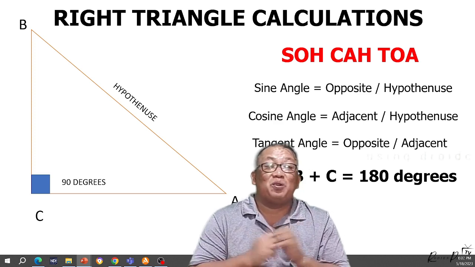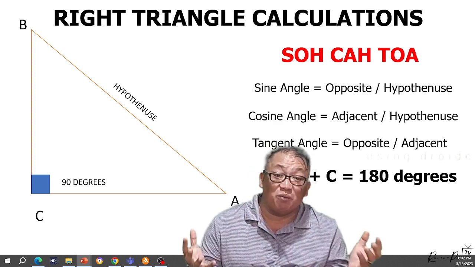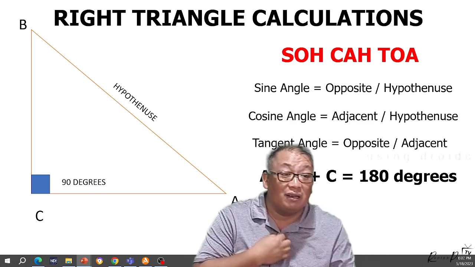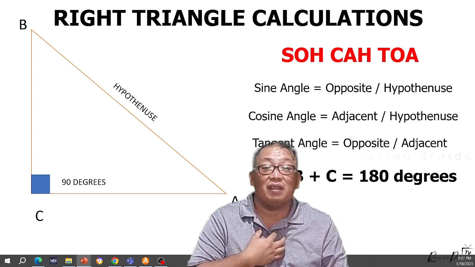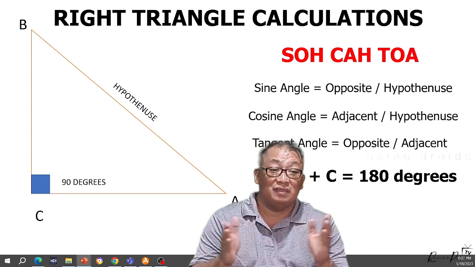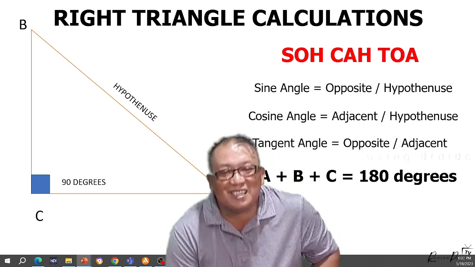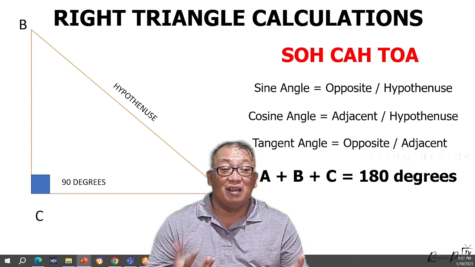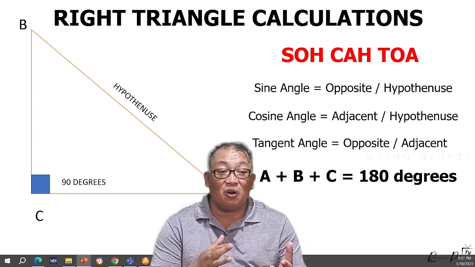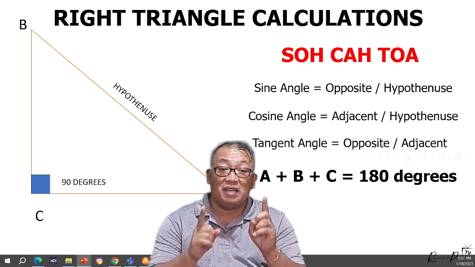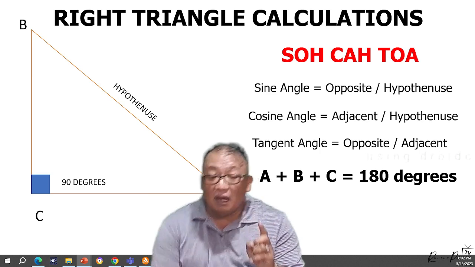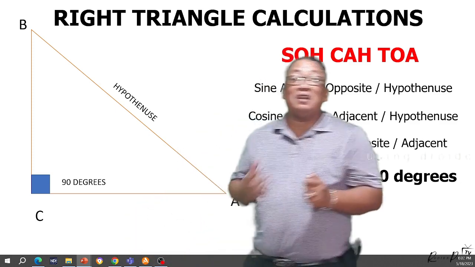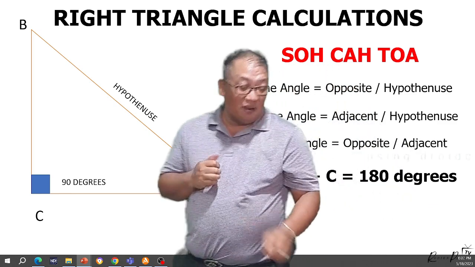Let's start with the principles of right triangle calculations. I have already discussed this in the previous vlog. Very simple. SOHCAHTOA. What is SOHCAHTOA all about? It's only a code. It's sine angle opposite over hypotenuse, cosine angle adjacent over hypotenuse, tangent angle opposite over adjacent. Basic principle is that angle A plus angle B plus angle C is always 180 degrees. This is the right triangle.